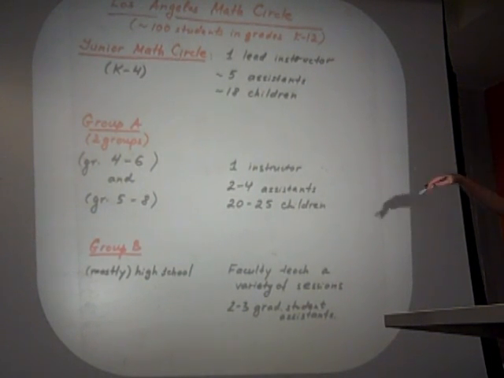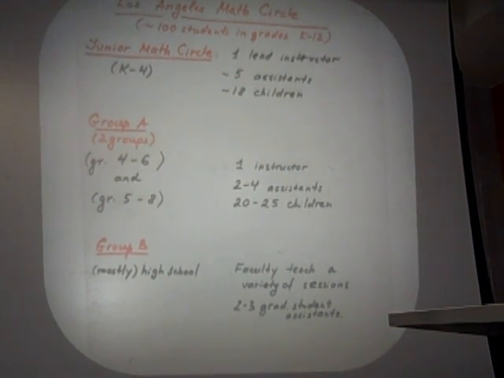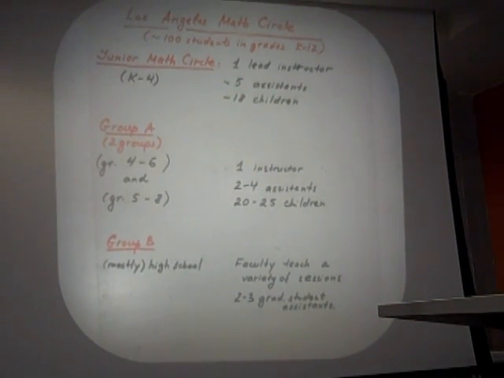Each of the groups again has an instructor and several assistants, although as kids get older, the number of assistants decreases. My assistants are usually graduate students and sometimes outstanding undergraduate students. I'm very lucky to have them because I'm at UCLA. And then in group B, the oldest group, it used to be that I was teaching most of the sessions, which has its positives, but also many negatives.